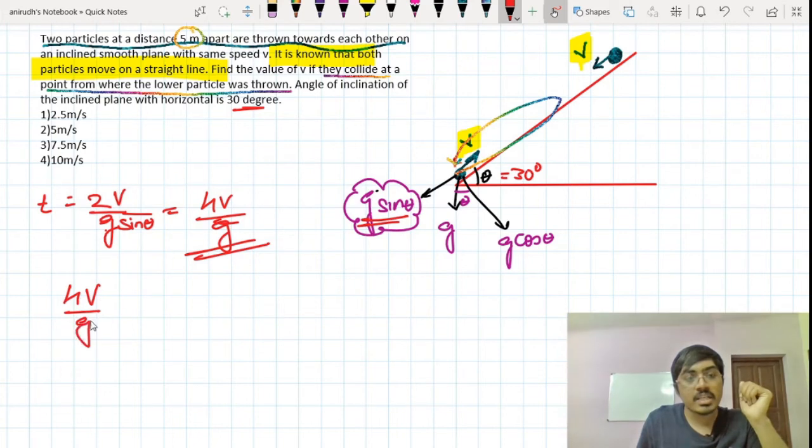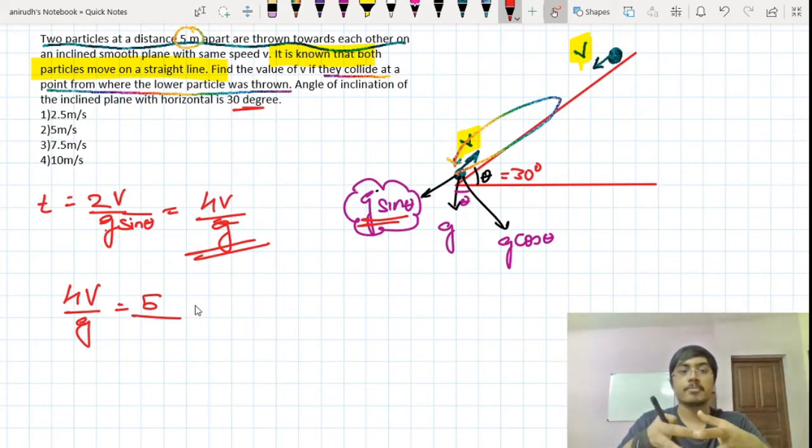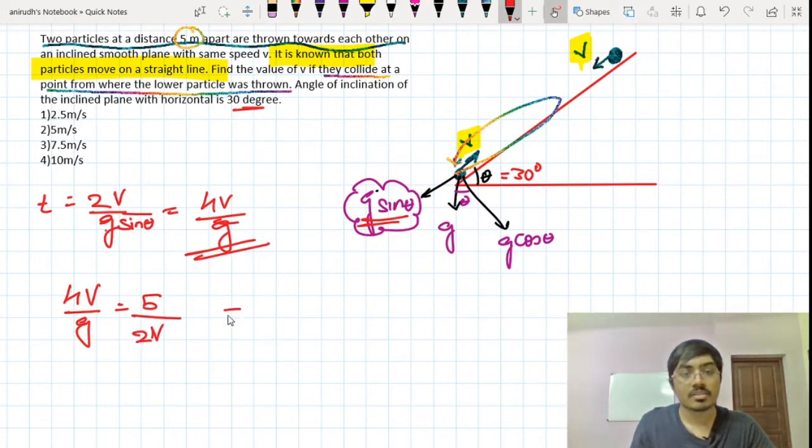Time of collision is equal to initial separation. How much is the initial separation? 5 meter divided by initial relative velocity. Relative velocity in the initial position: both are in the opposite direction, so add them. v plus v is 2v. So this implies 5g, where you can take g as 10 meter per second square.